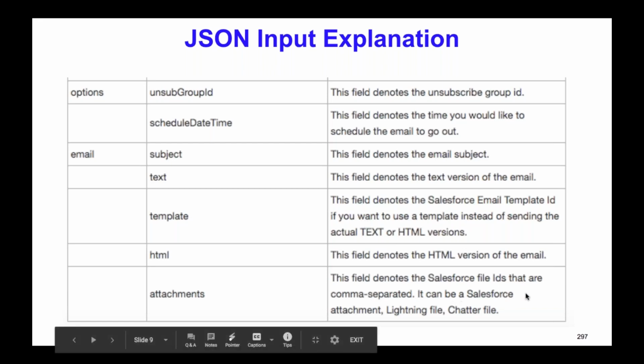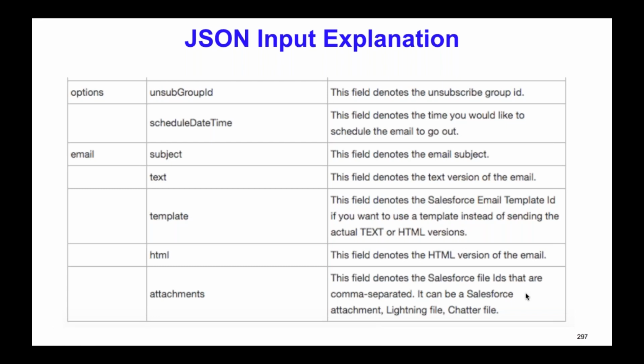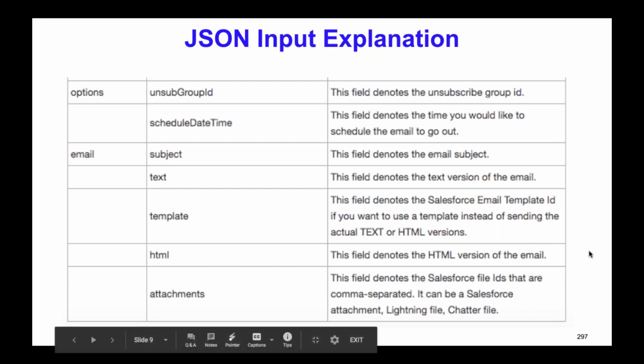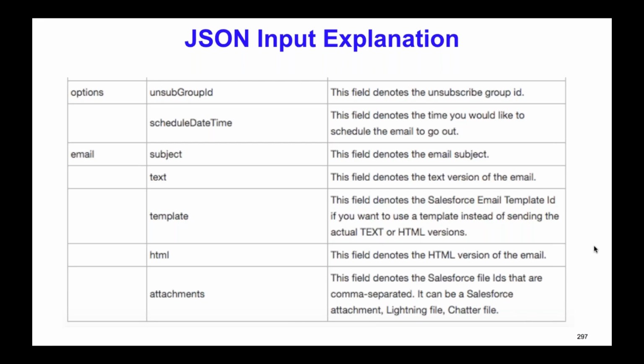Attachment is basically comma-separated Salesforce file IDs. It can be an attachment, Lightning file, or a Chatter file. So it doesn't matter as long as you provide the unique Salesforce record ID for those files. We can pick those up and then attach. So that's the JSON input explanation.